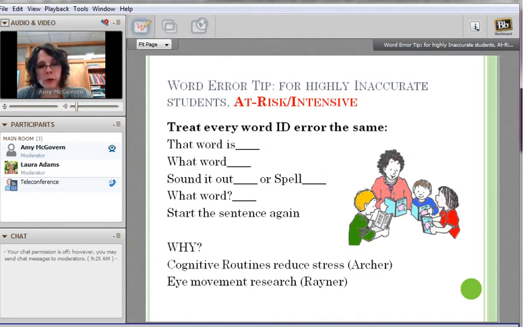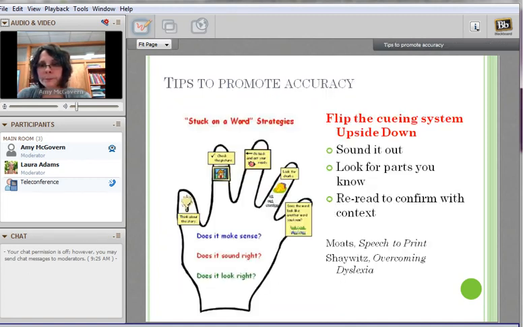So, eye movement research really has shown us that kids do look at every single letter of every word, so we do want to be encouraging them first to say the sounds in the word. Now, I realize that what I just said is not what probably many of you are doing, because the practice typically has been to use the cueing strategies. Think about what makes sense, check the picture, does this make sense, look at the parts of the word, and finally at the very end we would ask them to sound it out.